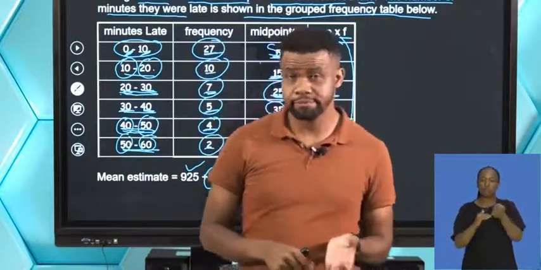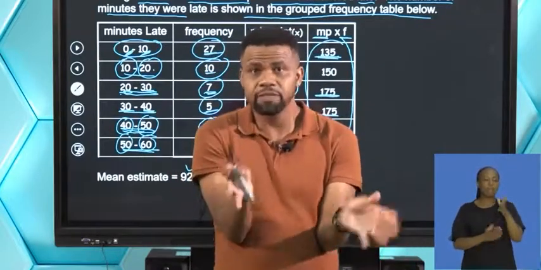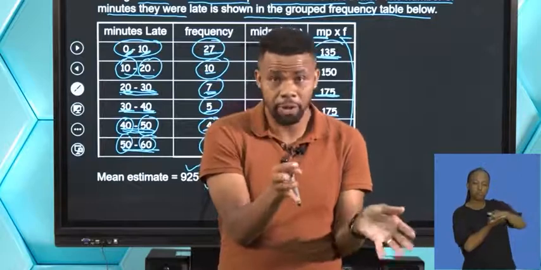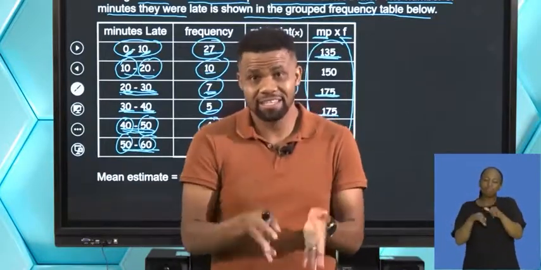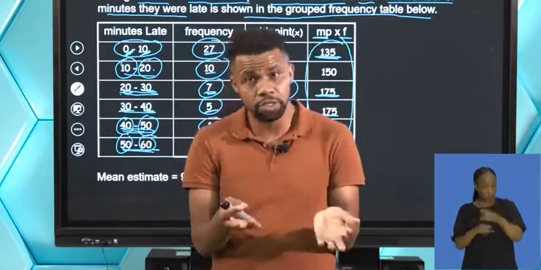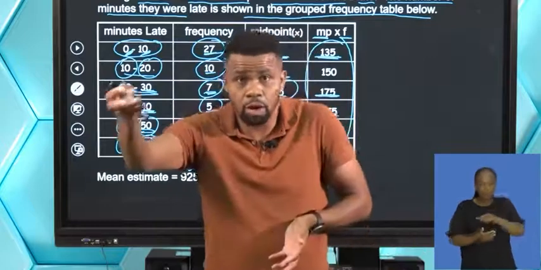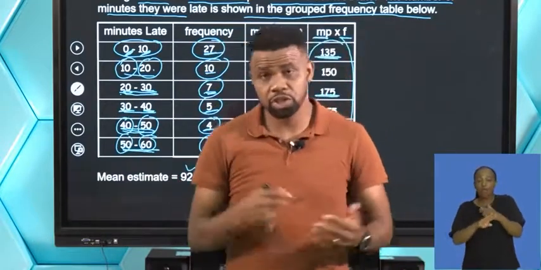16.8 minutes. What does it mean? On average, if an aircraft is late, you have to wait for about 16 minutes and 8 seconds. Okay, does that make sense? It does not mean you'll wait exactly that. It could be longer, could be shorter. Make sense? Which is possible.